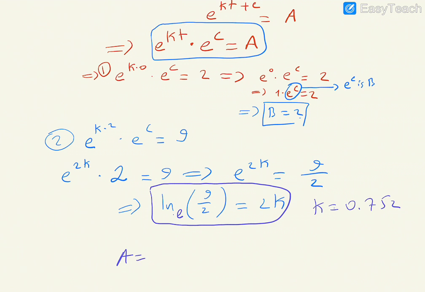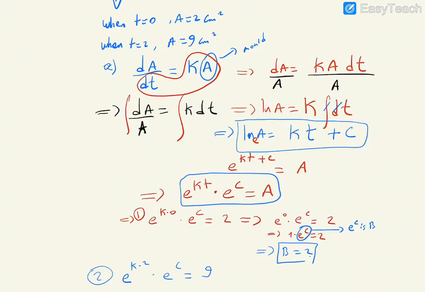Now then a will be what? I will replace k with 0.752, so a equals e^(0.752t), times e to the power of c, which is also the same as b, times b. That's it. This is your a.